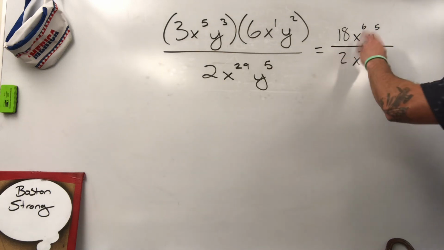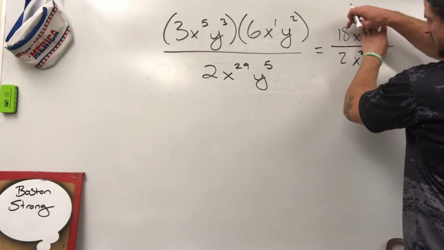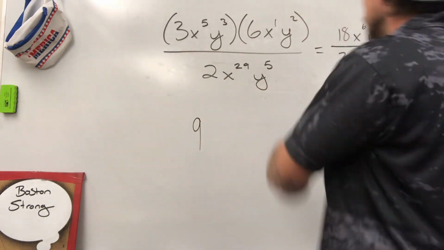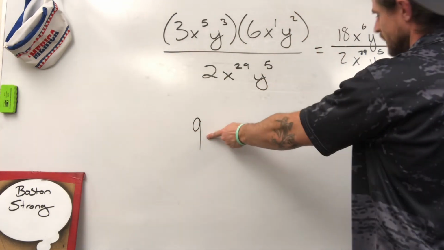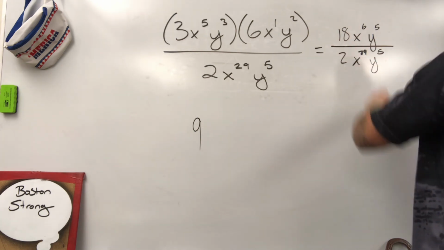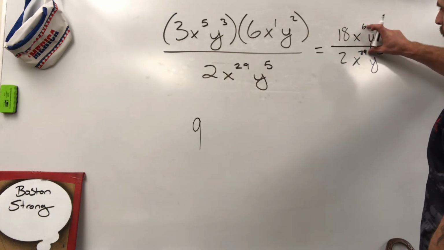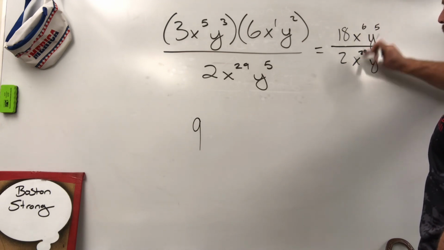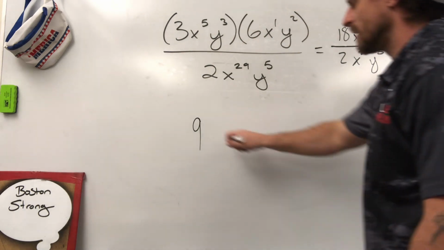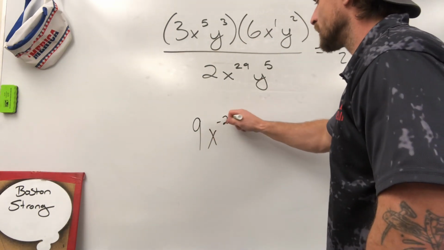18 divided by 2. If I were to block everything else, it just reads out as 18 divided by 2. So that's exactly what you need to give. You need to give your answer of 9. 18 divided by 2 is 9. X to the 6th divided by x to the 29th. What we do with our exponents when we're dividing bases that are the same is we need to subtract the exponents. So 6 minus 29. That's going to take me all the way back to negative 23.